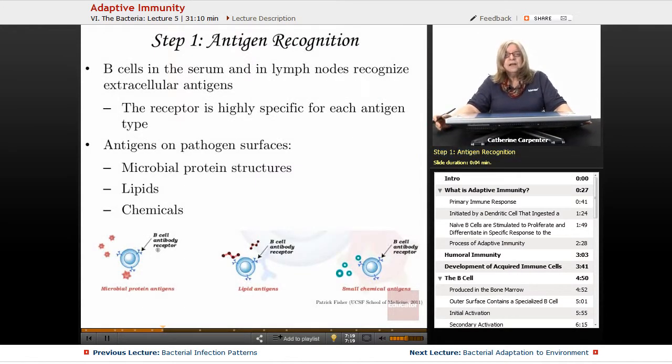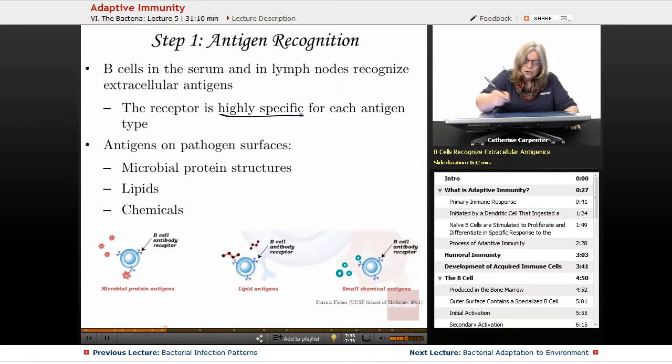So in terms of antigen recognition, the B cells in the serum and in the lymph nodes recognize these extracellular antigens. The receptor is highly specific for each antigen type. Remember, it's like a clay, and so when those unique antigens come along, it fits itself to that particular antigenic shape, and then it remembers that shape, and it uses that shape as a template to actually make more cells.